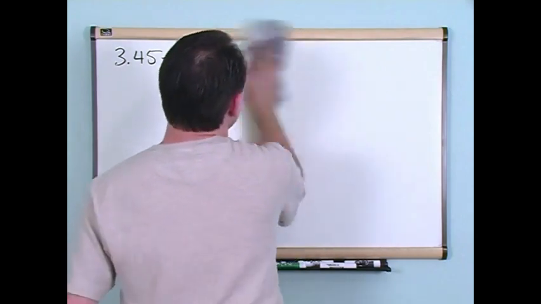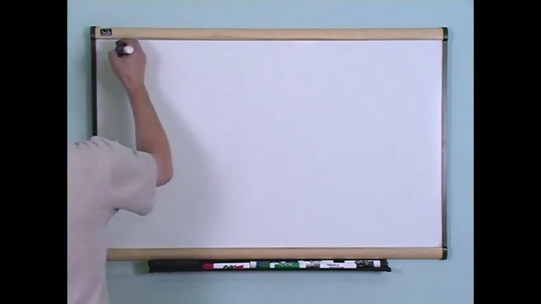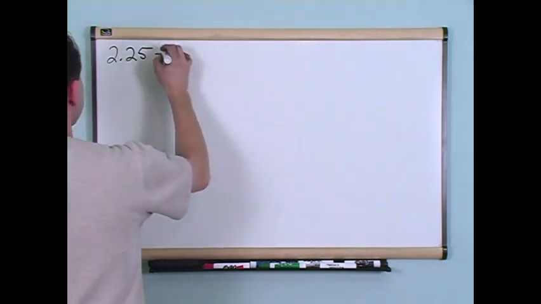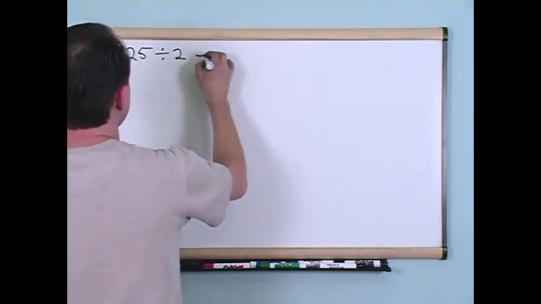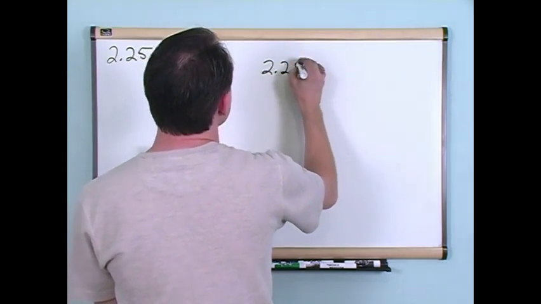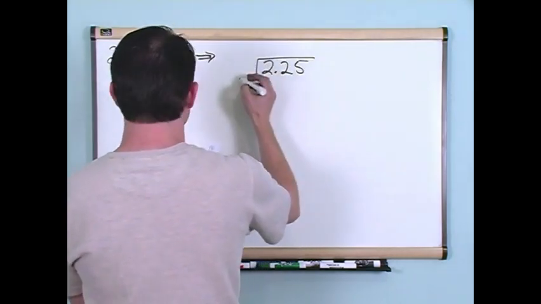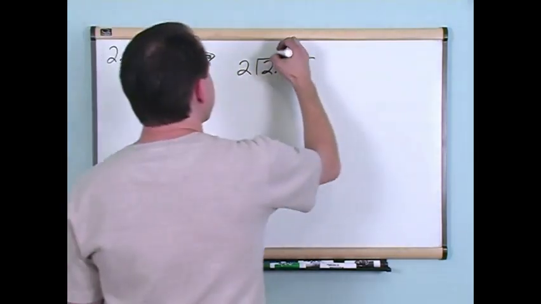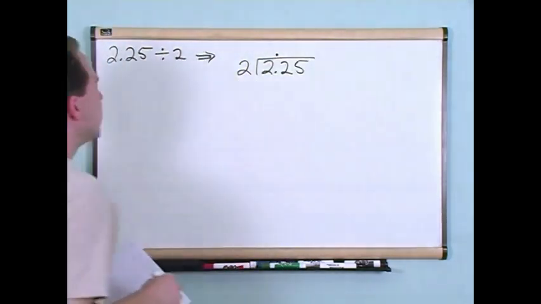Long division with decimals is probably the most difficult thing in elementary math, and so we're just going to work through some more problems, and I think you'll get the hang of it. 2.25 divided by 2. How do we do that? We write 2.25 underneath the house, and we put 2 on the outside of the house. And then the next thing you do is you put your decimal point right above here.